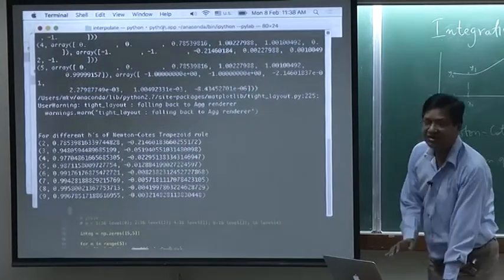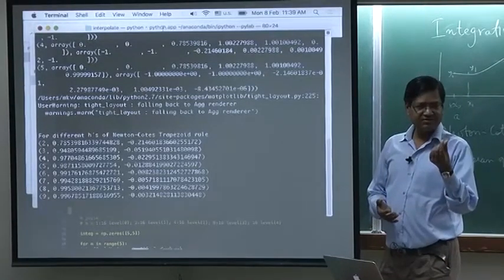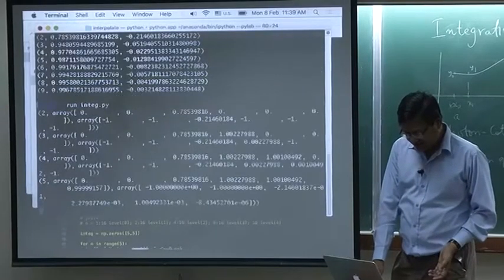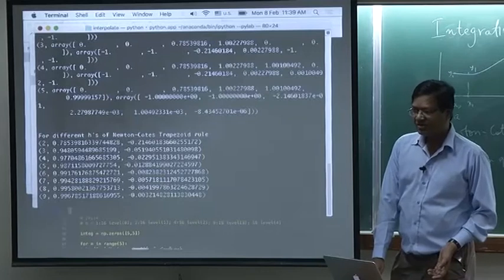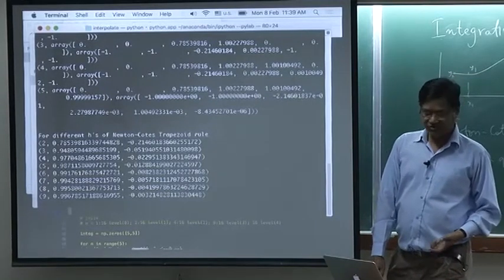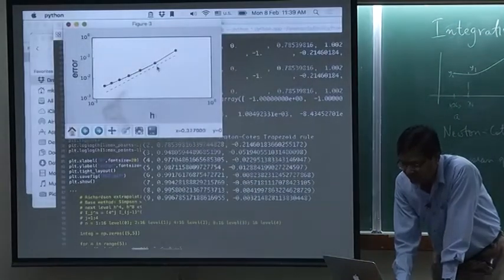So question is, how does error decrease with h? I am making smaller and smaller slices. So we know the answer, no? I told you the answer. How does error decrease with h? Who said h cube? Error decreases as h cube, so this is h cube.